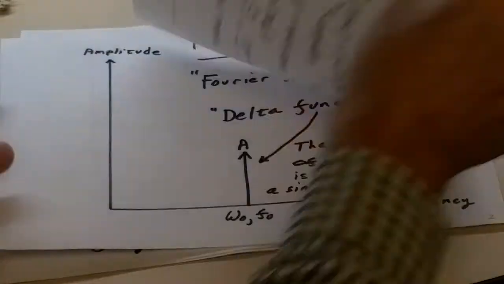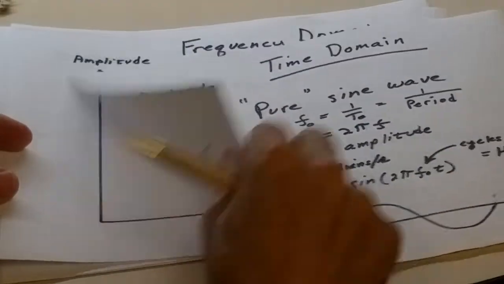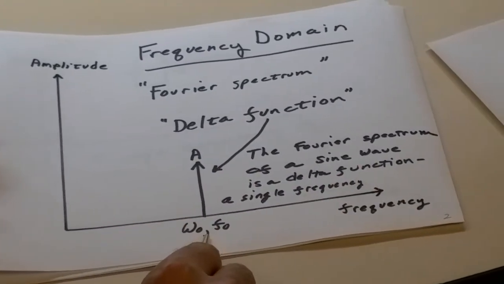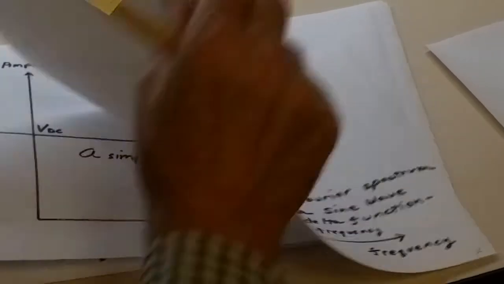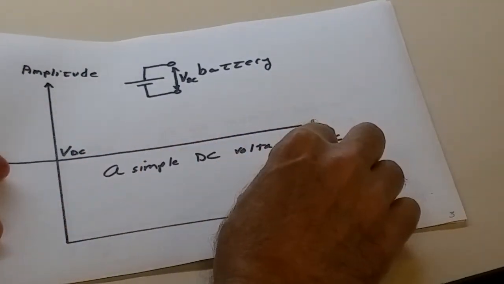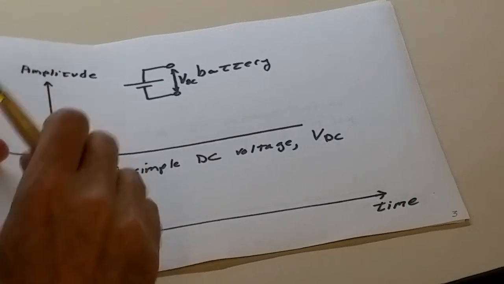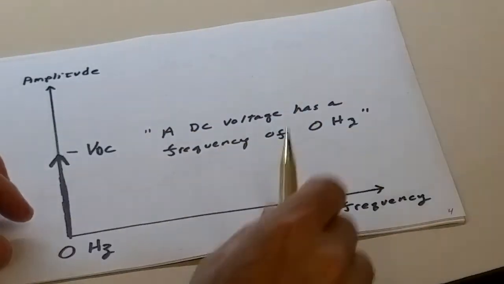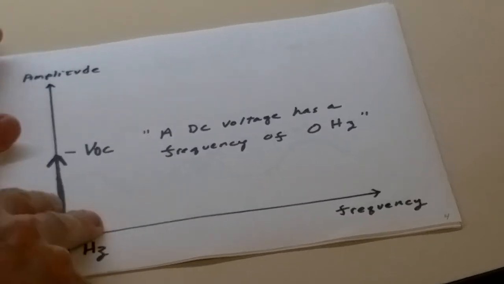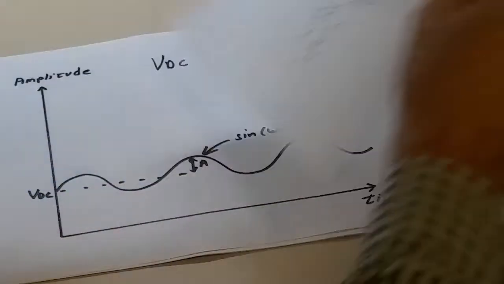So now I've given you two examples. I've given you a sine wave of amplitude A, whose frequency spectrum is a delta function at the frequency with amplitude A. I've shown you a battery that's a constant in time, whose output voltage is VDC, and its frequency spectrum is a delta function at 0 hertz. We're going to get a little more complicated now.